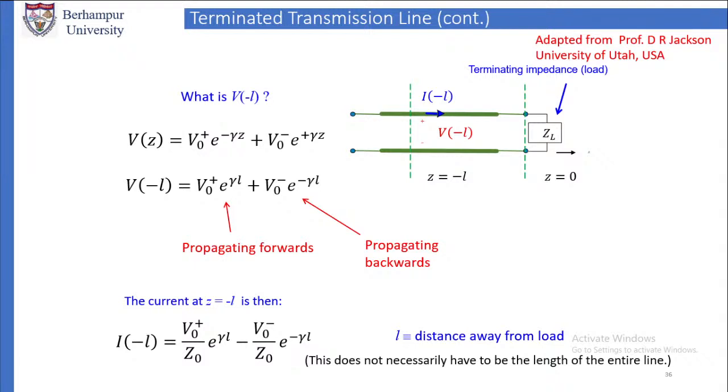So the first term is propagating forward, and the second term is propagating backward. Current similarly will be I(minus L) is equal to V0 plus by Z0 exponential gamma L minus V0 minus by Z0 exponential minus gamma L. L is the distance away from the load towards the left.